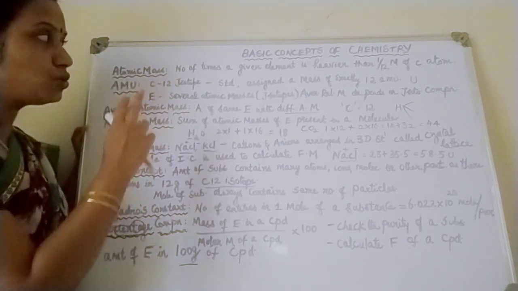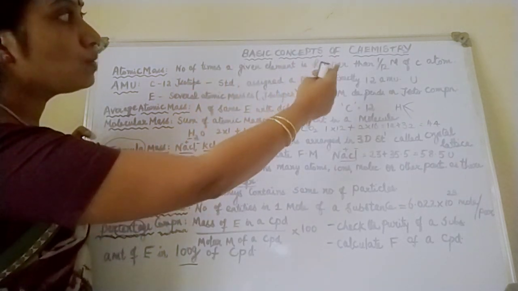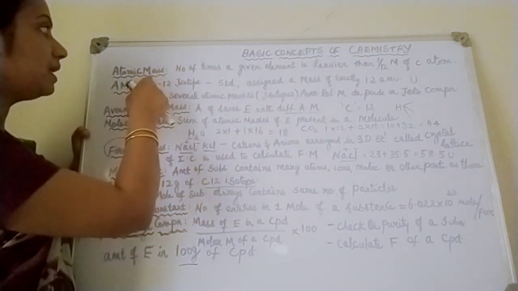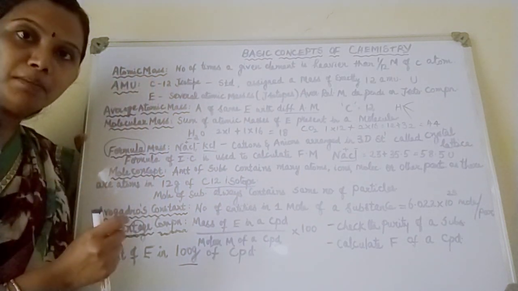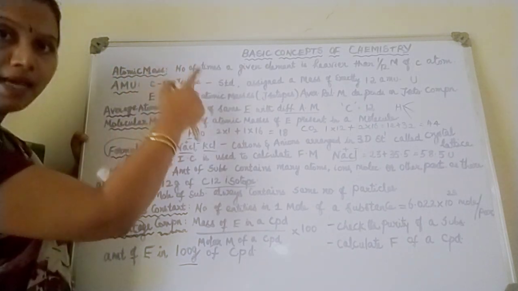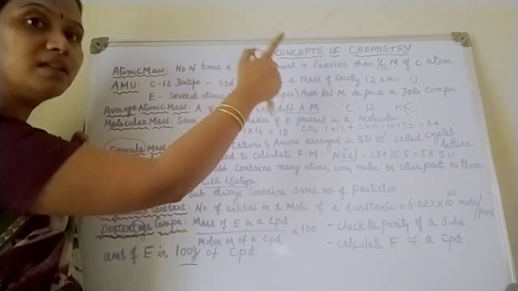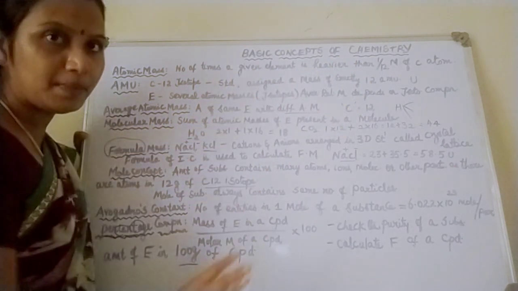This element should be number of times heavier than 1/12 mass of carbon atom, that is referred to as atomic mass. What is atomic mass of a particular element? Atomic mass of an element is defined as number of times a given element is heavier than 1/12 mass of carbon atom.